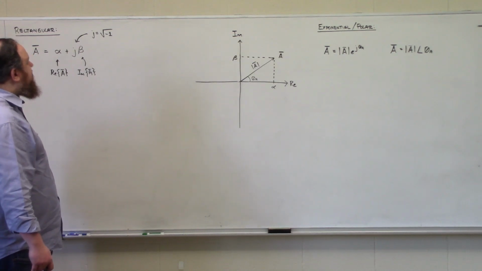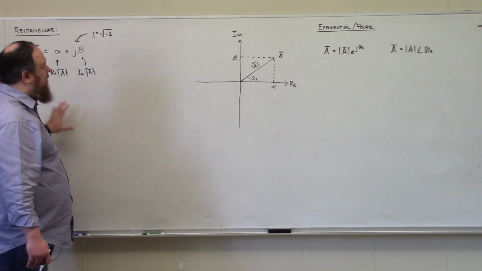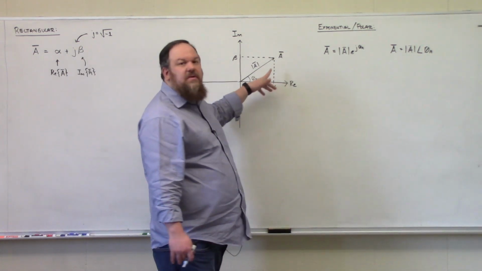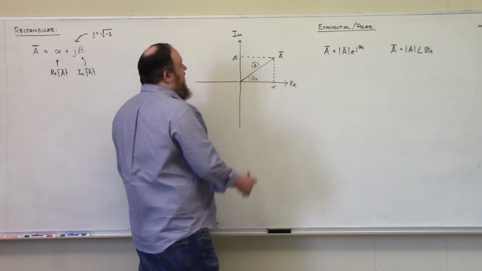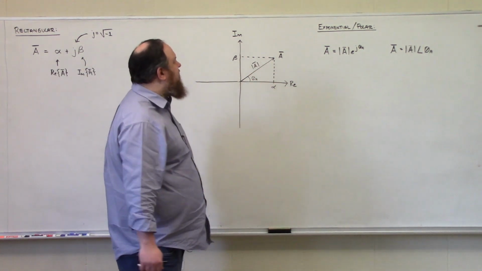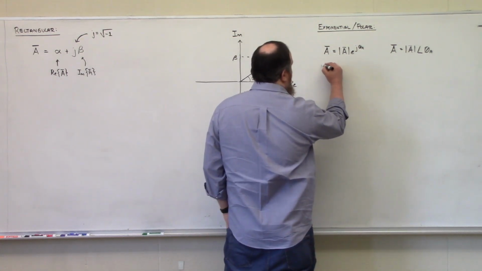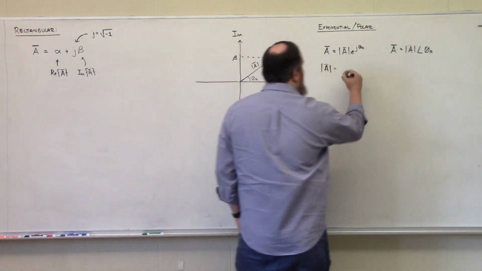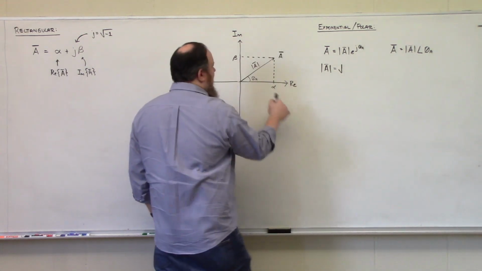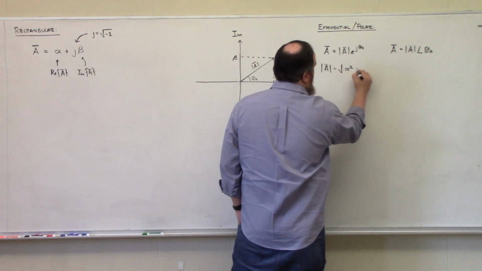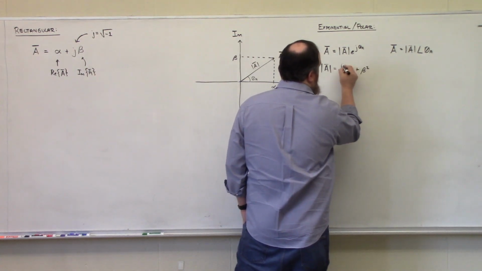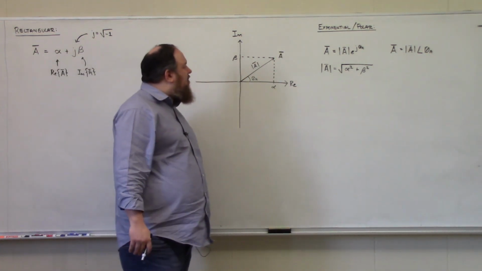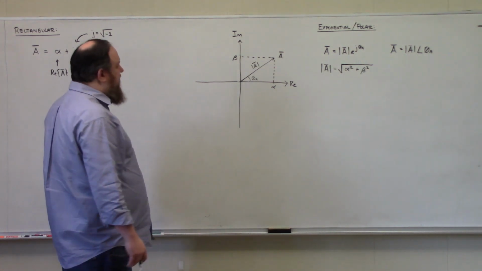So let's talk about how we could take a rectangular number and convert it to exponential first. We have a right triangle here, where the hypotenuse of this right triangle is the magnitude of A. So using the Pythagorean theorem, we can easily see that the magnitude of A is simply the square root of alpha squared plus beta squared. So that's giving us our magnitude in terms of our rectangular coefficients.